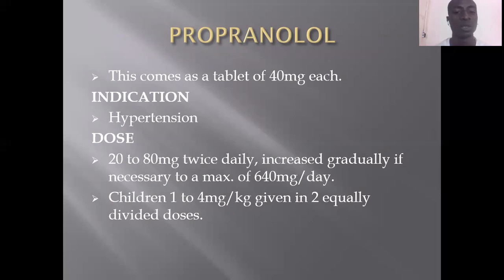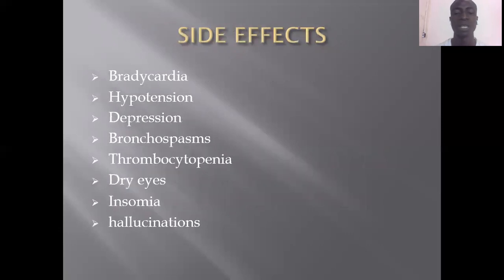Dose is 20 to 80 milligrams twice daily. You can increase gradually to the maximum of 640 per day. In children, it's 1 to 4 milligrams per kg body weight, gradually divided into doses. Side effects are bradycardia, hypotension, depression, and bronchospasm. So this drug causes bronchospasm. It's not a good drug in somebody that has asthma.